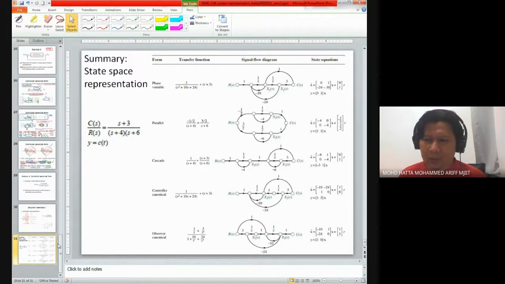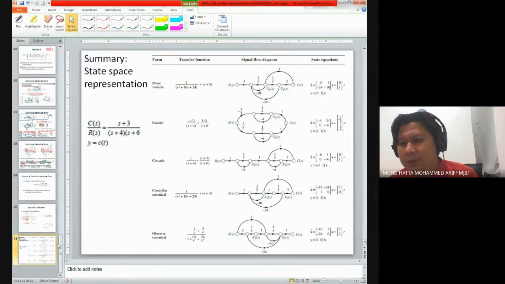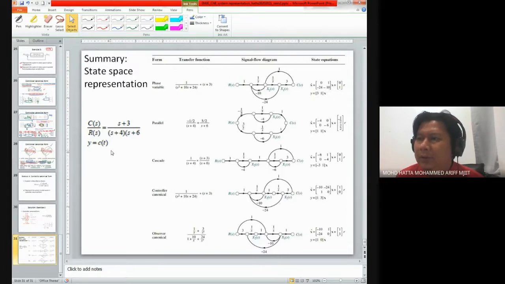Okay, in summary, towards the end of our session, we get into the summary. Let's say we have a transfer function which is given like this, C of S over R of S, with that value of numerator and denominator. So this is sort of the difference you will see by having various forms of state space representation. And of course, with different forms, the way the signal flow graph diagram as well as the block diagram is sketched or constructed will be a bit different.